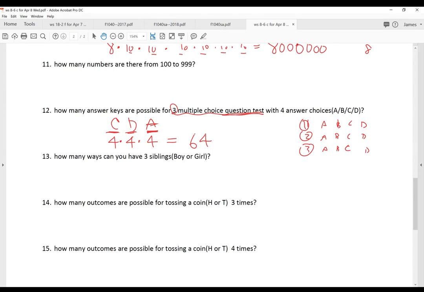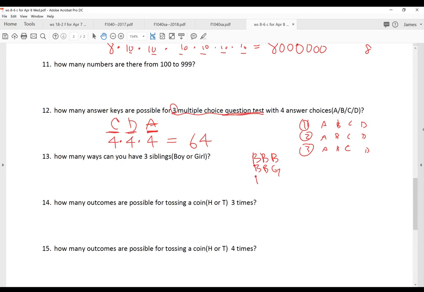And then let's try number 13. How many different ways can you have 3 siblings, boy or girl? A lot of people ask me, boy, boy, boy. Yeah, that's one way. There's one way to get 3 siblings. Boy, boy, girl. That's another, second way. So how many of these are you going to have?